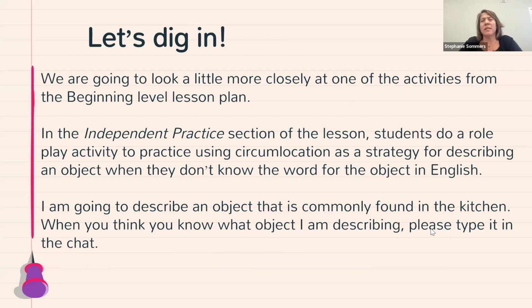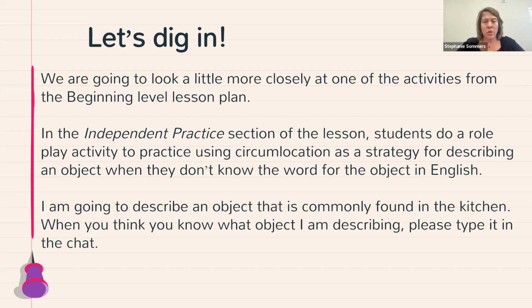We're going to practice an activity from the beginning level lesson plan. So in the independent practice section of that lesson, students do a role play. I'm calling it a role play. It's really sort of an information exchange activity, I guess, where students practice using circumlocution as a strategy for describing an object when they don't know the word for the object in English.